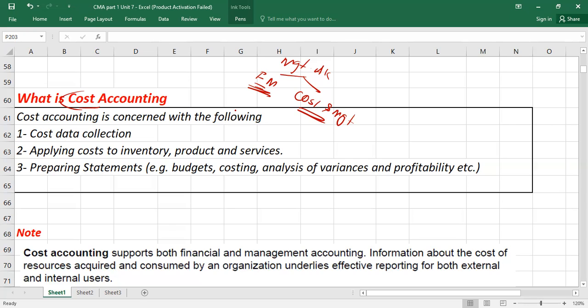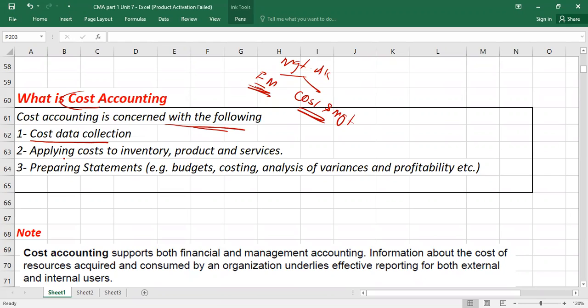They will not ask you in the exam to define cost accounting, believe me, but you should know it just for your knowledge. Cost accounting is concerned with the following things. Number one, we will collect the cost data. We will first collect data relevant to cost, like how much material we have consumed, how much labor we have incurred. This is called collection of data, the first stage.